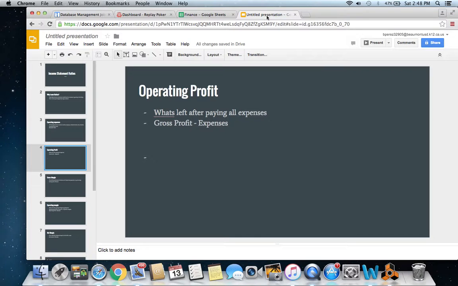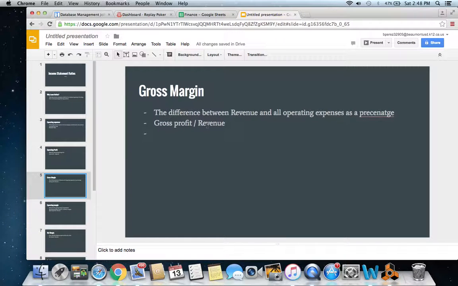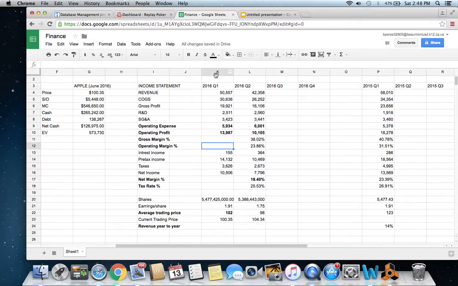Next, we have our gross margin, which is the difference between revenue and cost of goods sold as a percentage, and it's gross profit over revenue. So it's 39.40%. Now that's a lot easier than trying to just estimate, hey, Apple went from 50K to this. You just know that their cost of goods sold took up a large chunk of their revenue.